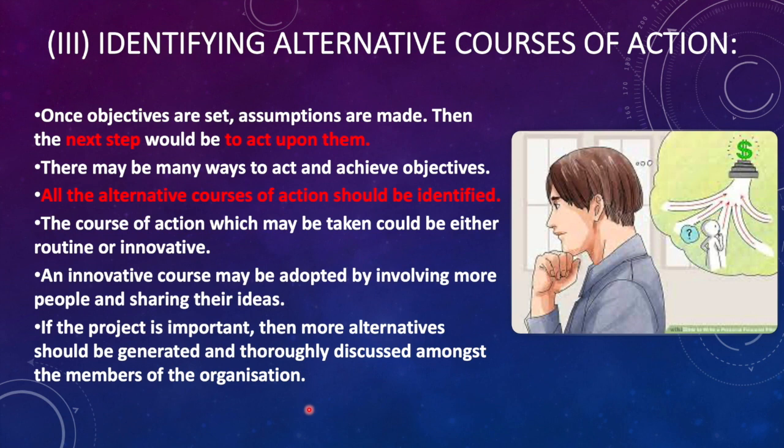And if the project is very important, then more alternatives should be generated and thoroughly discussed among all the members of the organization. So this is making a list of different courses of action through which we can achieve our target. Now coming back to the previous example, we want to increase sales. What are the various ways by which we can do it?